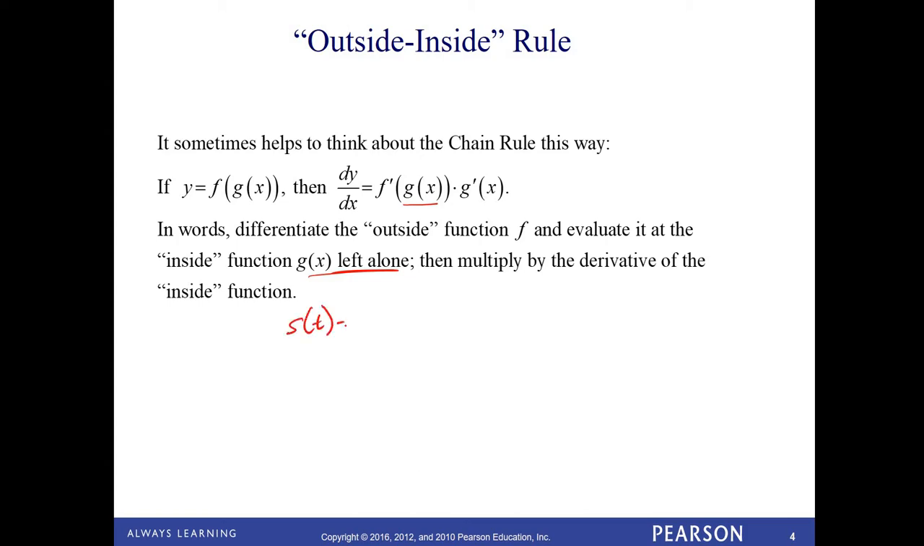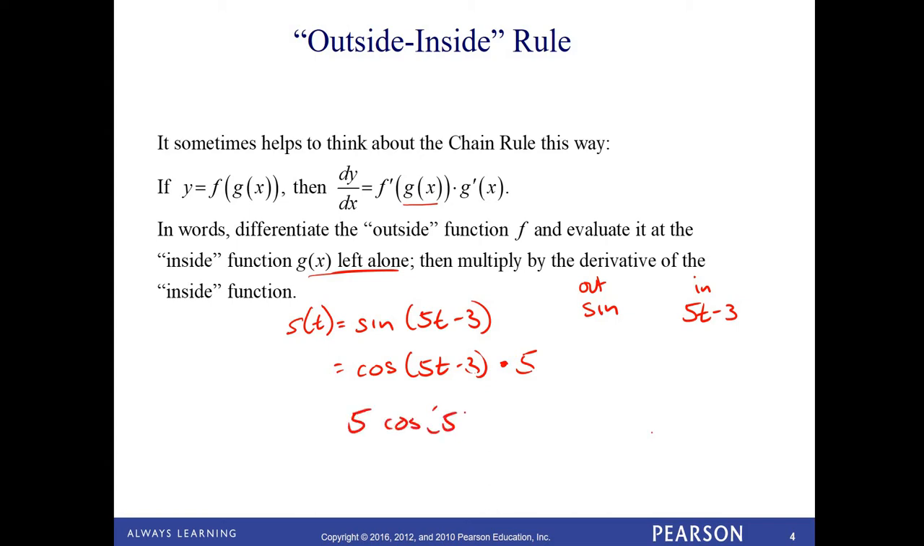So if we do the one we were just looking at that way, we started with s of t equals sine of 5t minus 3. Sine is my outside function. 5t minus 3 is my inside function. So the derivative of the outside, the derivative of sine, is cosine, and we leave the inside alone, times the derivative of the inside. So 5 cosine of 5t minus 3, just rewriting it with our coefficient in front.